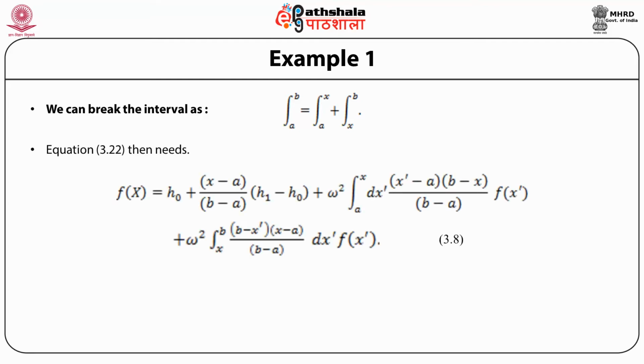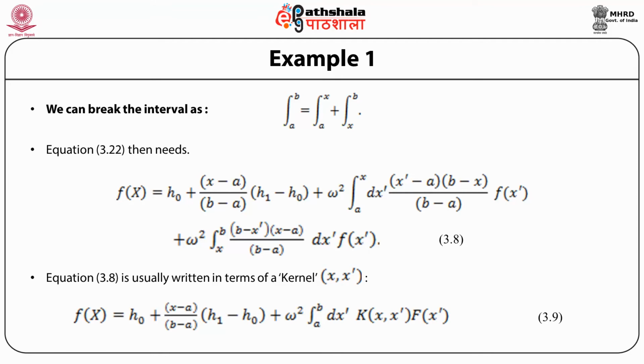Above equation then becomes f of x is equal to h naught plus x minus a divided by b minus a into h1 minus h naught plus omega square dx prime x prime minus a into b minus x divided by b minus a fx prime from a to x plus omega square from x to b, b minus x prime into x minus a divided by b minus a dx prime fx prime.